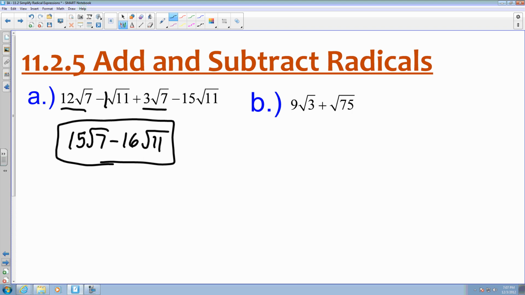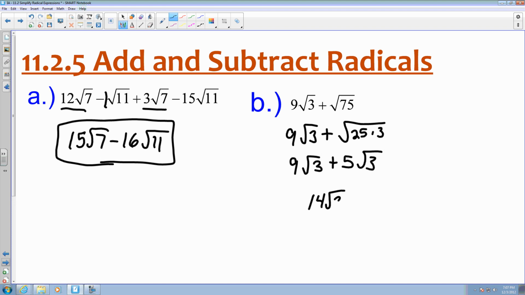And if I look at B, at the moment they don't have anything in common, but if I look at the square root of 75, I can rewrite this as 3 times the square root of 3 plus the square root of 25 times 3, and the square root of 25 is 5, so now I have 9 square root of 3 plus 5 square root of 3. Now I have a common radical, which happens to be the square root of 3, so now I just take 9 plus 5, which is 14, times the square root of 3.